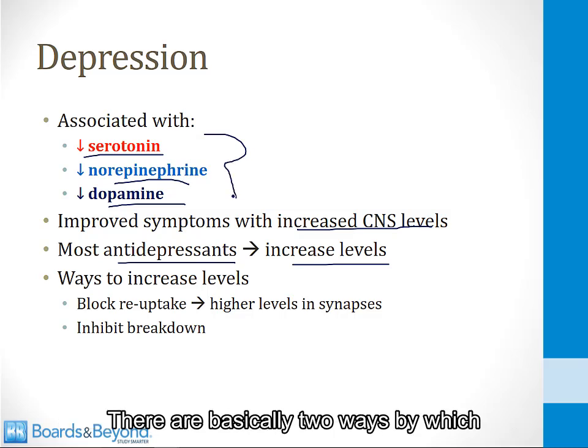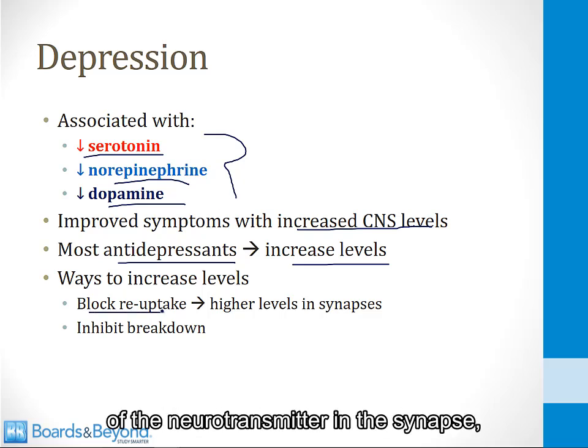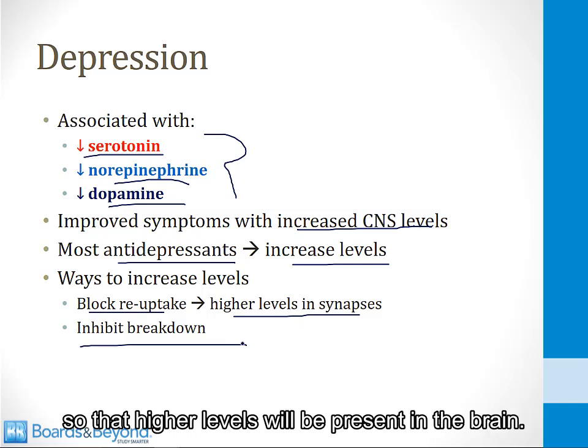There are basically 2 ways by which most antidepressants do this. Either they block the reuptake of the neurotransmitter in the synapse. This leads to higher levels in synapses, or they inhibit the breakdown of the neurotransmitter so that higher levels will be present in the brain.